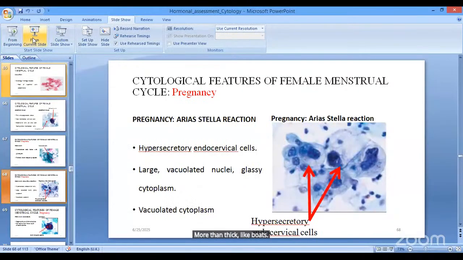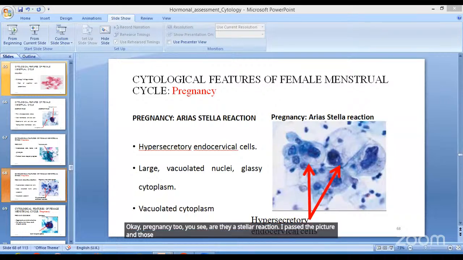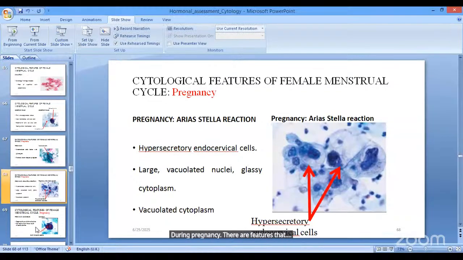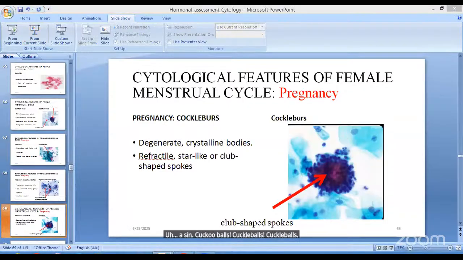Okay, in pregnancy too, you see the Arias-Stella reaction, hypersecretory endocervical cells during pregnancy. There are features that are seen. Cockle burrs. These are degenerate crystalline bodies. They are refractile, they are star-like, with club-shaped spokes. Cockle burrs. They are seen in pregnancy.